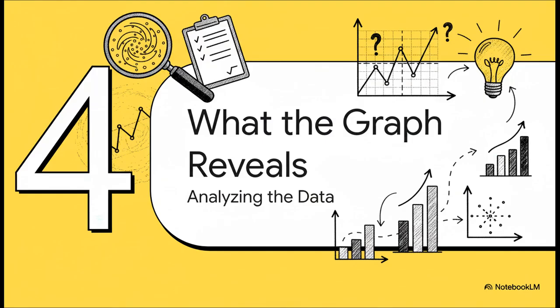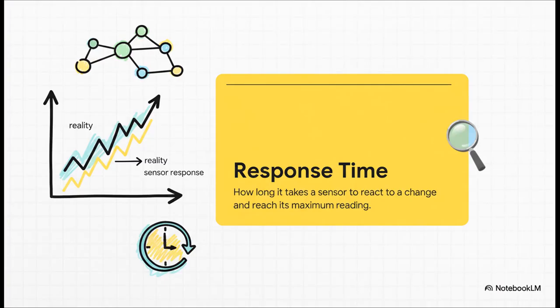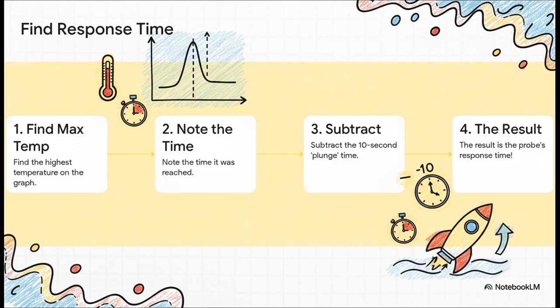Let's dig in. One of the coolest things we can pull from this graph is something called response time. So what is that? Well, it's basically how long it takes for a sensor to notice a change and fully react to it. You can think of it as how quickly our tool can catch up with what's really happening. And that, you can imagine, is absolutely crucial for getting accurate measurements. So, how do we find it?